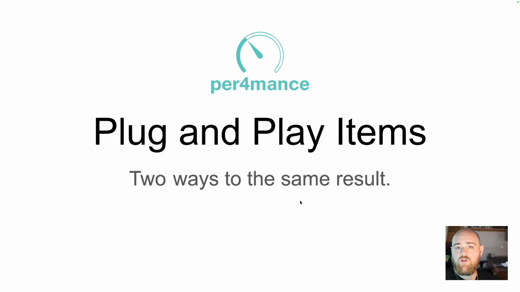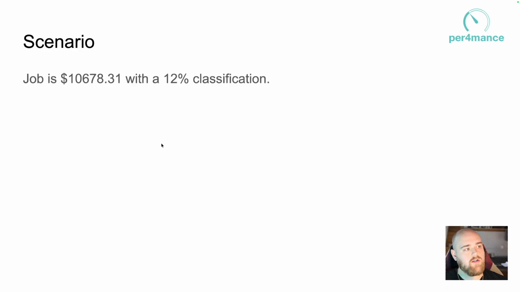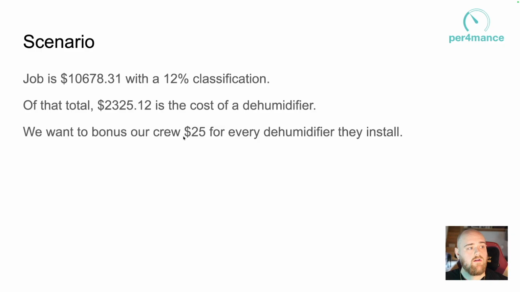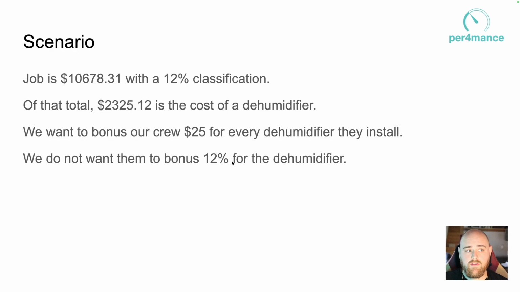Alright, so really two ways to get this done, and let me paint a scenario for you so you can understand how this might work. In this scenario, the job is roughly $10,000 with a 12% classification on it. Of that total, roughly $2,000 is the cost of a dehumidifier. We want to bonus our crew $25 for every dehumidifier they install. We do not want to bonus them 12% for that same dehumidifier. So how do we go about setting this up?